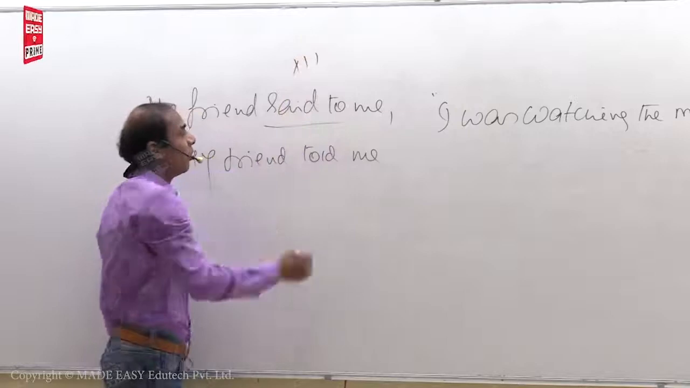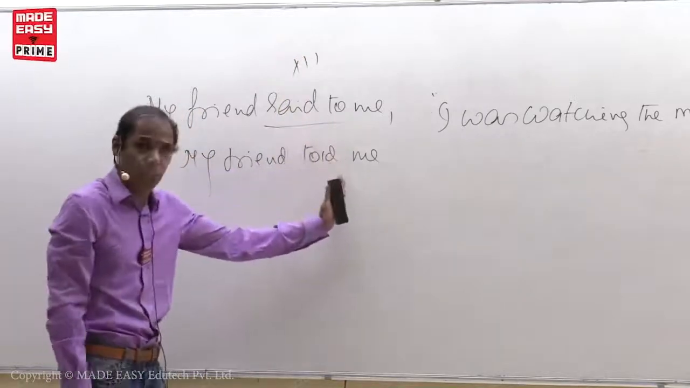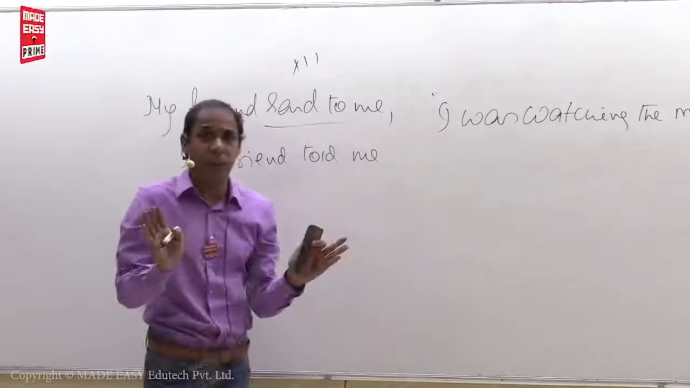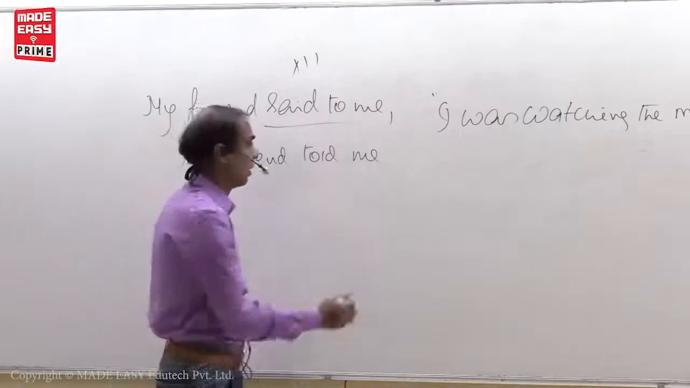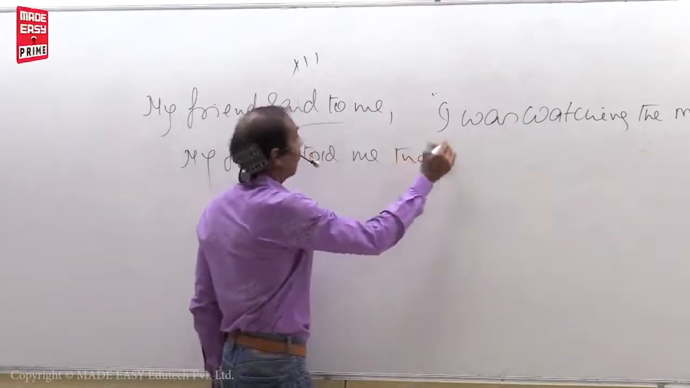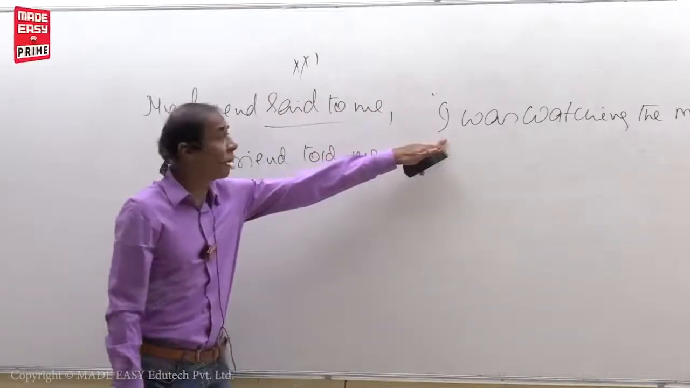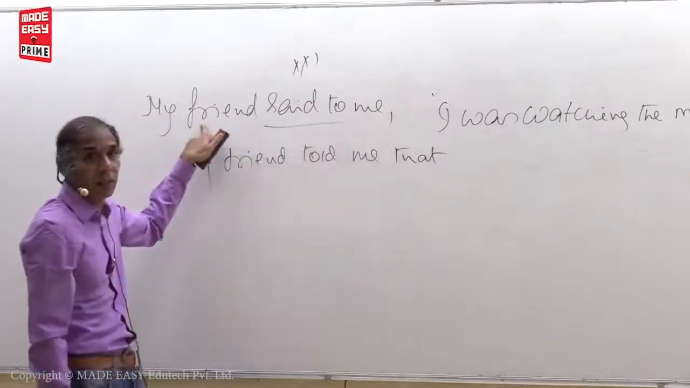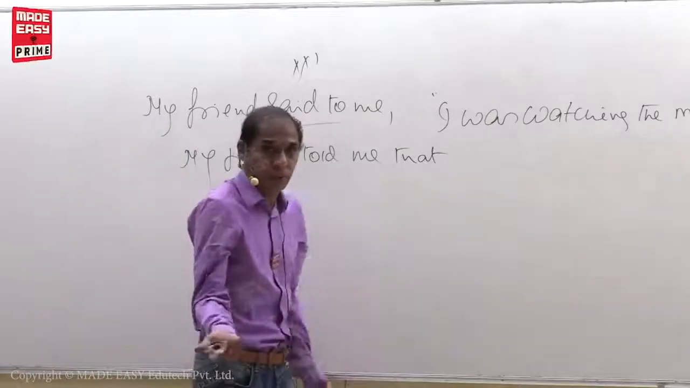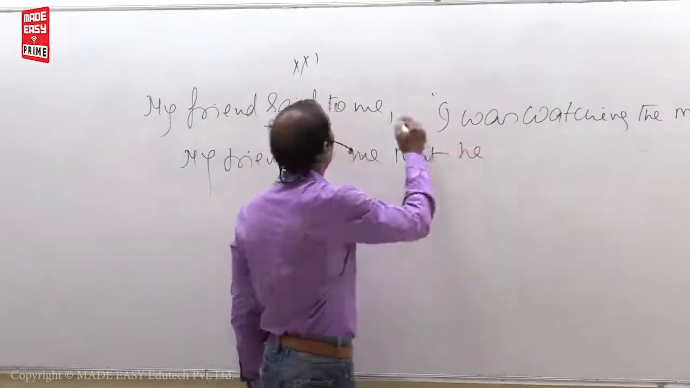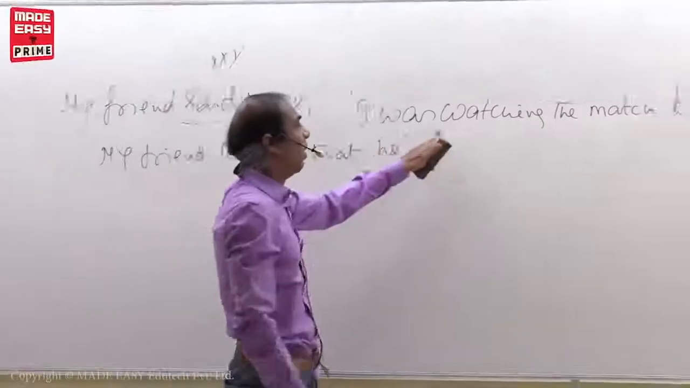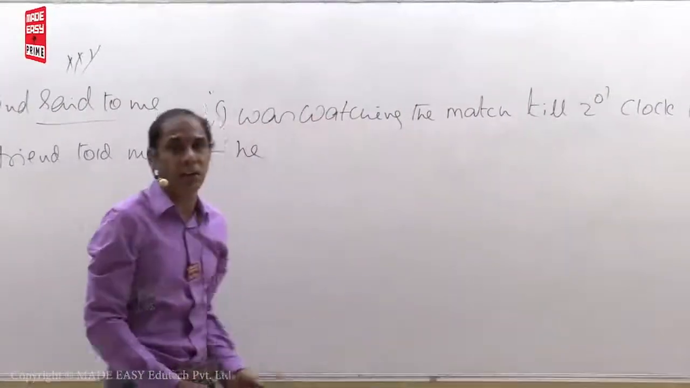1, 2, 3. First rule is done. Said to changes as told. Rule number 2. Connect the two sentences with that. Rule number 3. Change the person in the direct speech in relating to the speaker. Right, my friend. Male or female. That he.